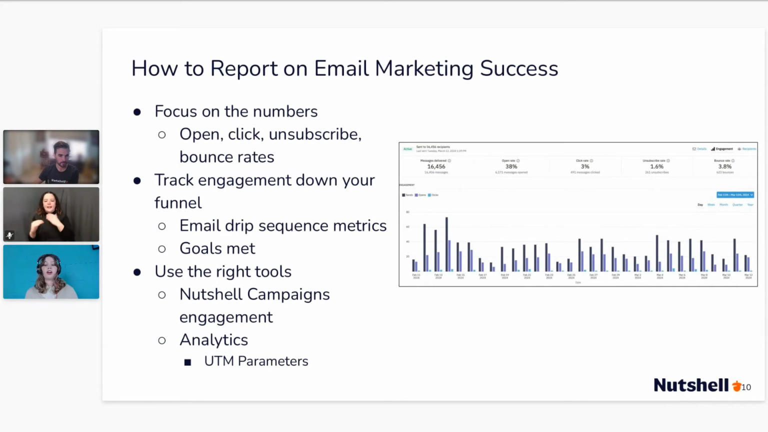And with Nutshell, you can also track engagement down your sales funnel by looking at the email drip sequence metrics and how many goals your campaigns met. As always, make sure you're using the right tools to provide you with first party data on the success of your campaigns. Again, we recommend checking out your Nutshell Campaigns engagement report to see how many subscribers directly engage with your emails. Or you can also review an analytics tool like Google Analytics 4 for accurate website engagement data. So, this is going to show you how many subscribers clicked through to your site and visited different pages or converted after opening your emails.